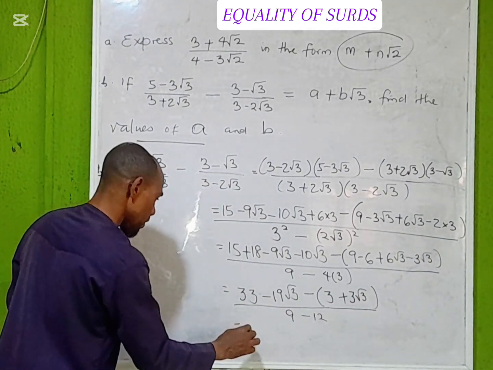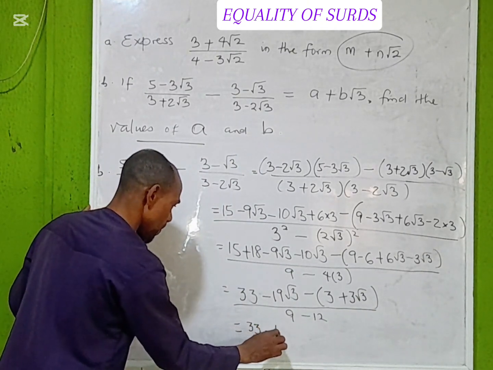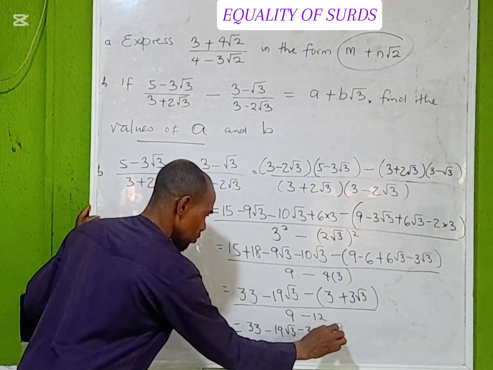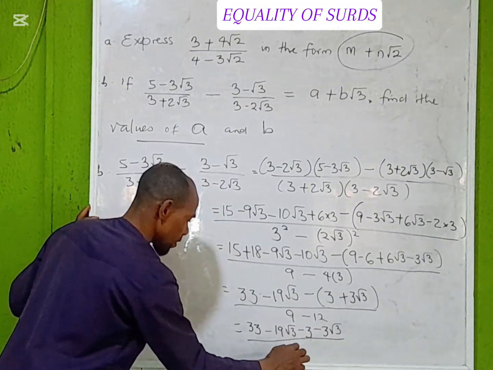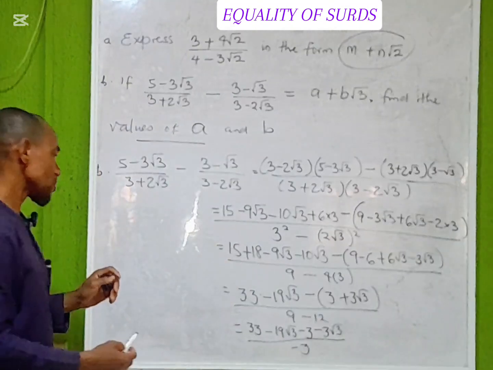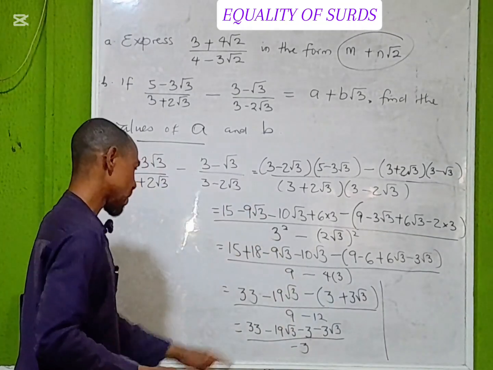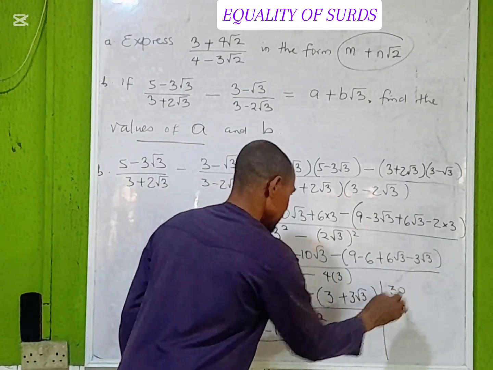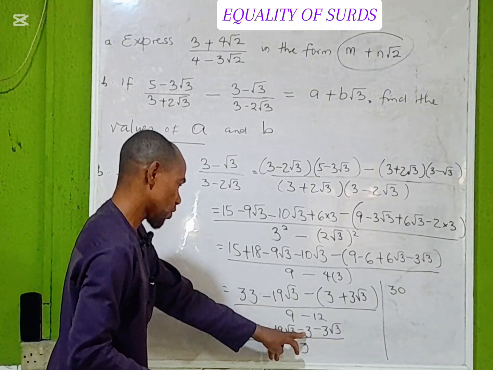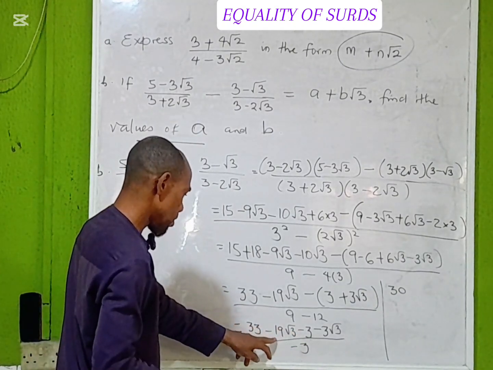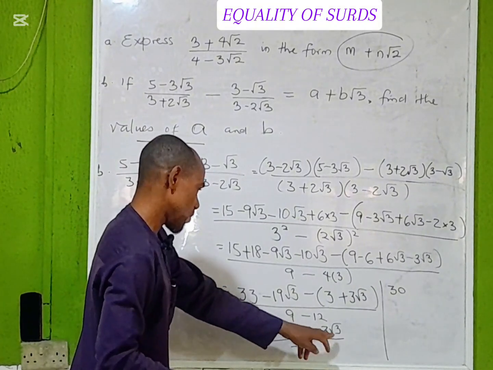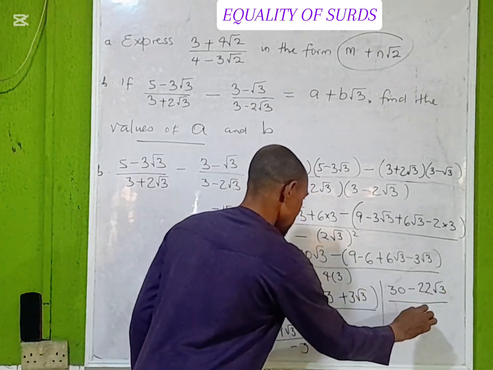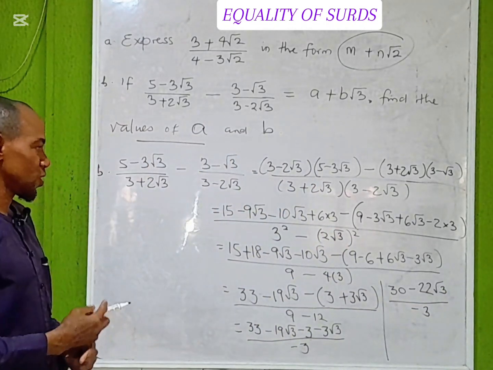So here, I can then open the bracket. So I'm going to have minus 3 minus 3 root 3 over 9 minus 12, which is minus 3. So at this stage, I can now collect like terms. 33 minus 3, that's 30. Look at that, you don't have a square root. Now, minus 19 root 3 minus 3 root 3, that's minus 22 root 3 over minus 3, which is pretty much the solution.